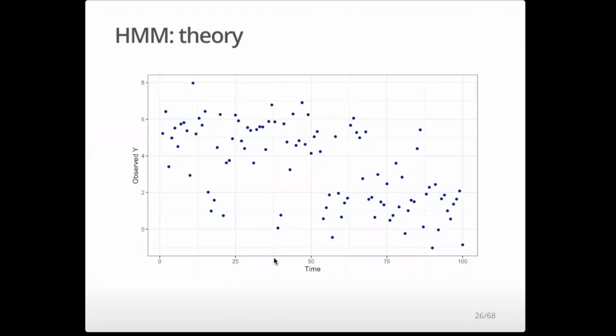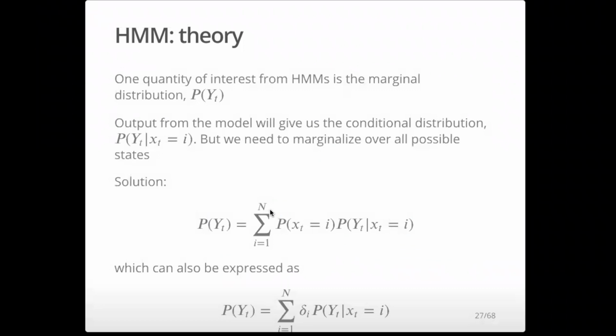When we layer this on top of our x's, we get our observation model here. Now all of a sudden it's much harder to see the latent process where we were transitioning from state 1 to state 2, for example, but it's actually there.